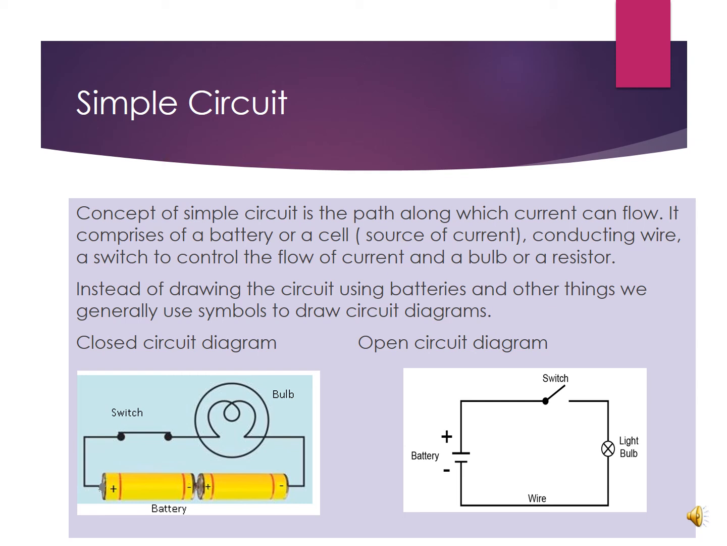To control the flow of current, we need a switch so that sometimes the flow can be stopped. And to have a proof that the current is flowing, we need a bulb, which is nothing but a resistor. When it is glowing, we can understand the current is flowing, the switch is on. When the bulb is not glowing, that means the current is not flowing, the switch must be off.